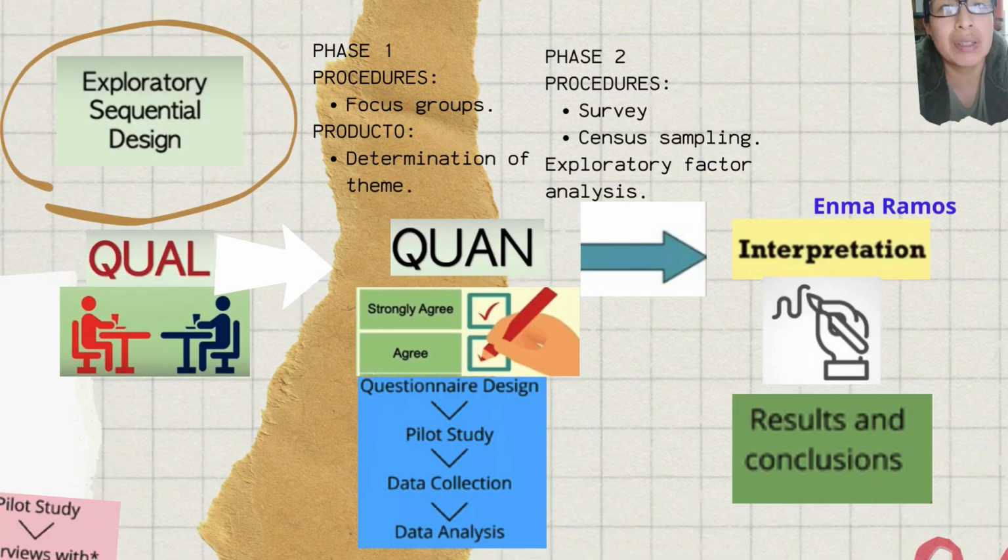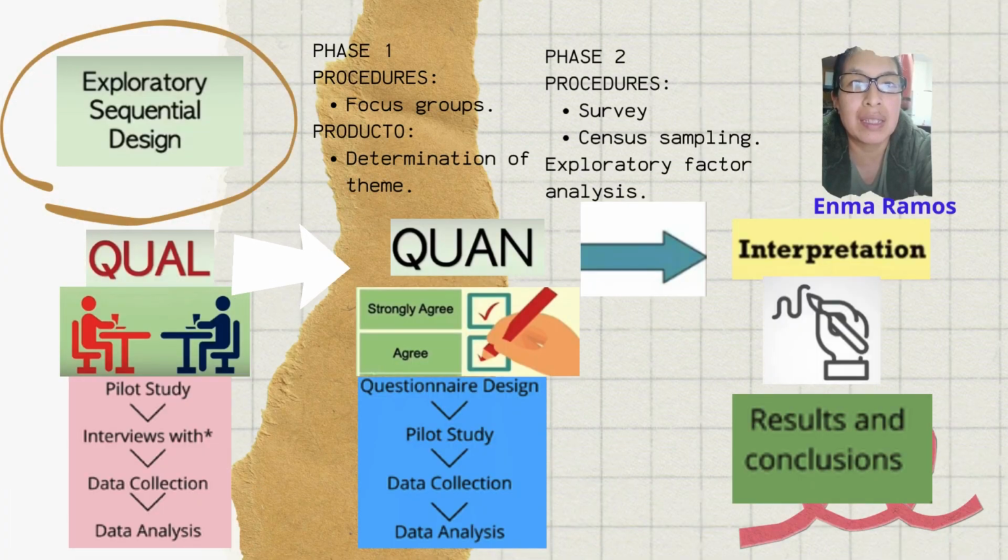The exploratory sequential mixed methods design is a procedure in which qualitative data must first be collected to explore a phenomenon, and the quantitative data must be collected to explain the relationship found in the qualitative data. Its purpose is to explore a phenomenon as well as develop and test a new instrument.